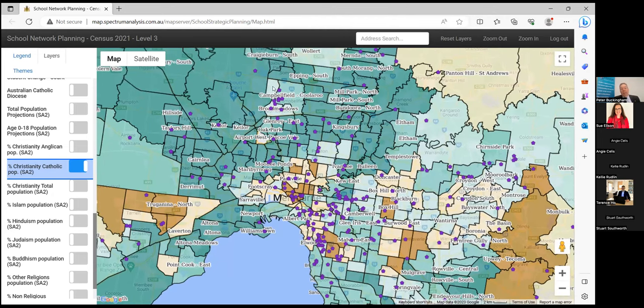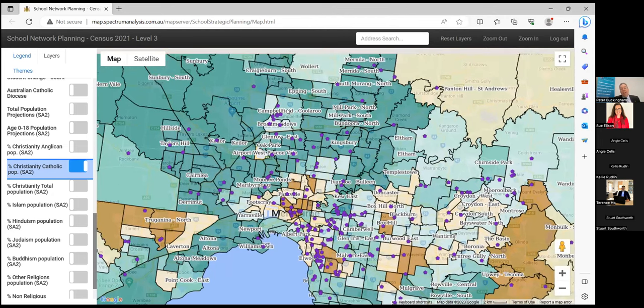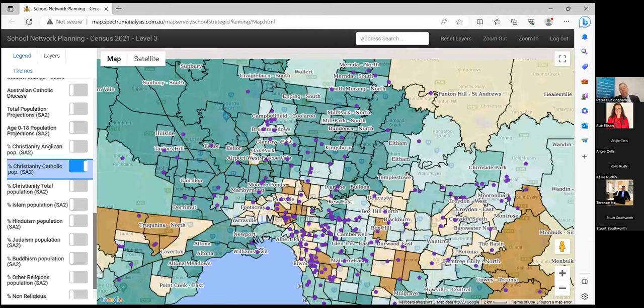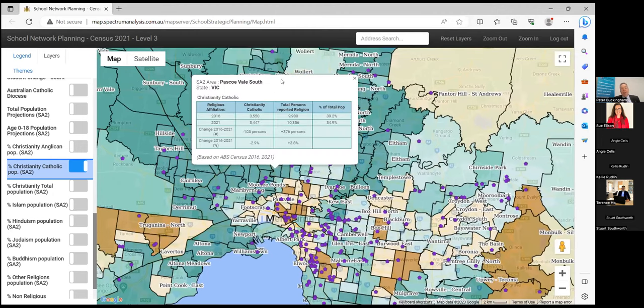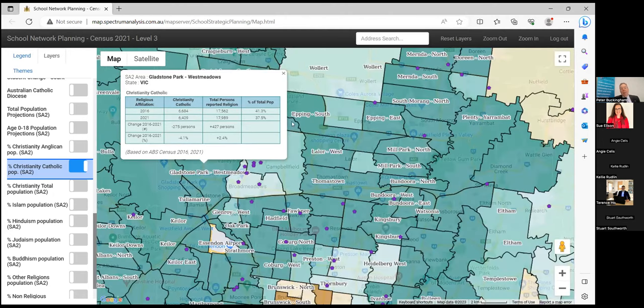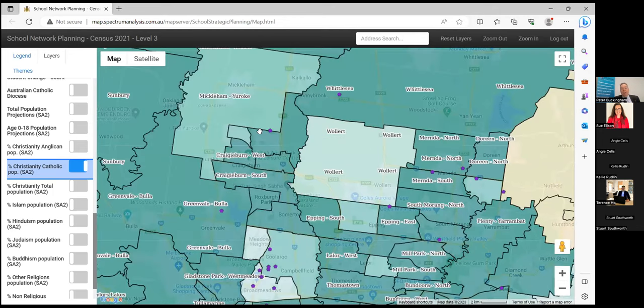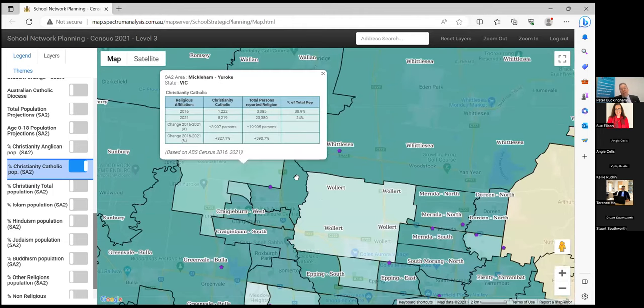But that's a theory. So I can look at any of these areas, like Pascoe Vale South. Again, it was very much the Italian immigrants many years ago. Still at 39% Catholic in that area. If I take ourselves further north and go up to the growth corridors, still at 41% out in the north. Get up into Craigieburn, still at 30%. By the time I'm here, well, it's really dropped down to 24%. So we can see what the Catholic numbers are all across, and not unexpected in Melbourne, they're very much in the northern suburbs and still strong right across the corridors.